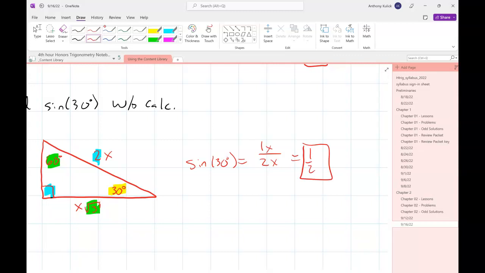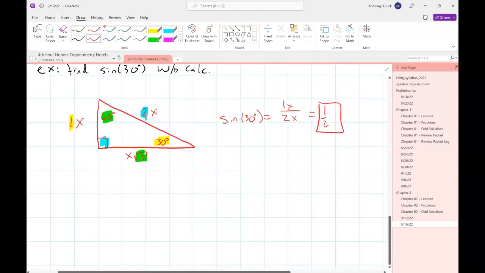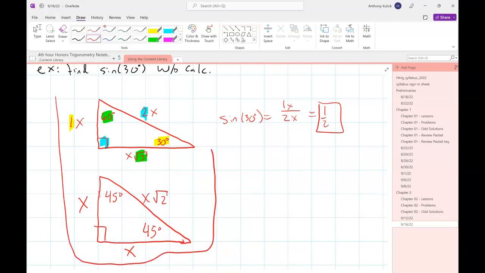Oh, cool. What's the other special right triangle? Yeah, that's the 45, 45, 90. This one is usually easier to remember because the legs are x and the hypotenuse is x root 2. These will be quite useful in the near future. Those are ones that you'd probably want to hang on to and remember.